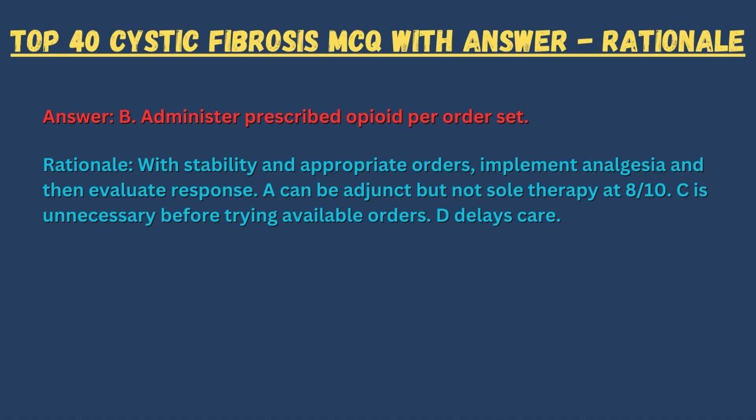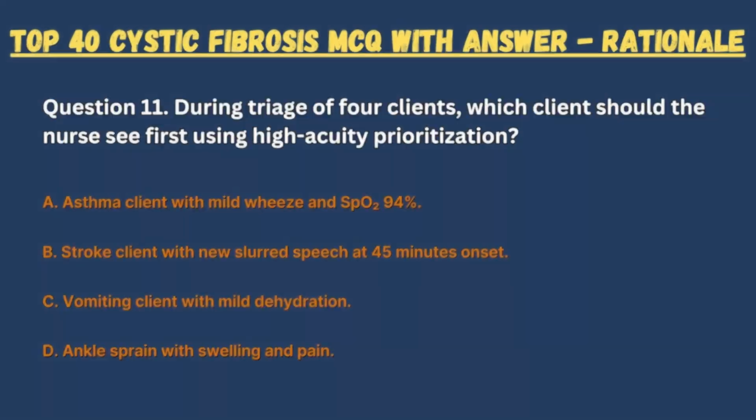C is unnecessary before trying available orders. D delays care. Question 11. During triage of 4 clients, which client should the nurse see first using high acuity prioritization? A. Asthma client with mild wheeze and SpO2 94%. B. Stroke client with new slurred speech at 45 minutes onset. C. Vomiting client with mild dehydration. D. Ankle sprain with swelling and pain.